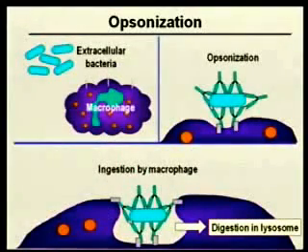The second example of an antibody response is opsonization. Again, this is a very similar response in that antibodies, instead of binding to a toxin, are binding to an extracellular bacteria, shown here. But again, this will mark these bacteria for phagocytosis and clearance from the cell.